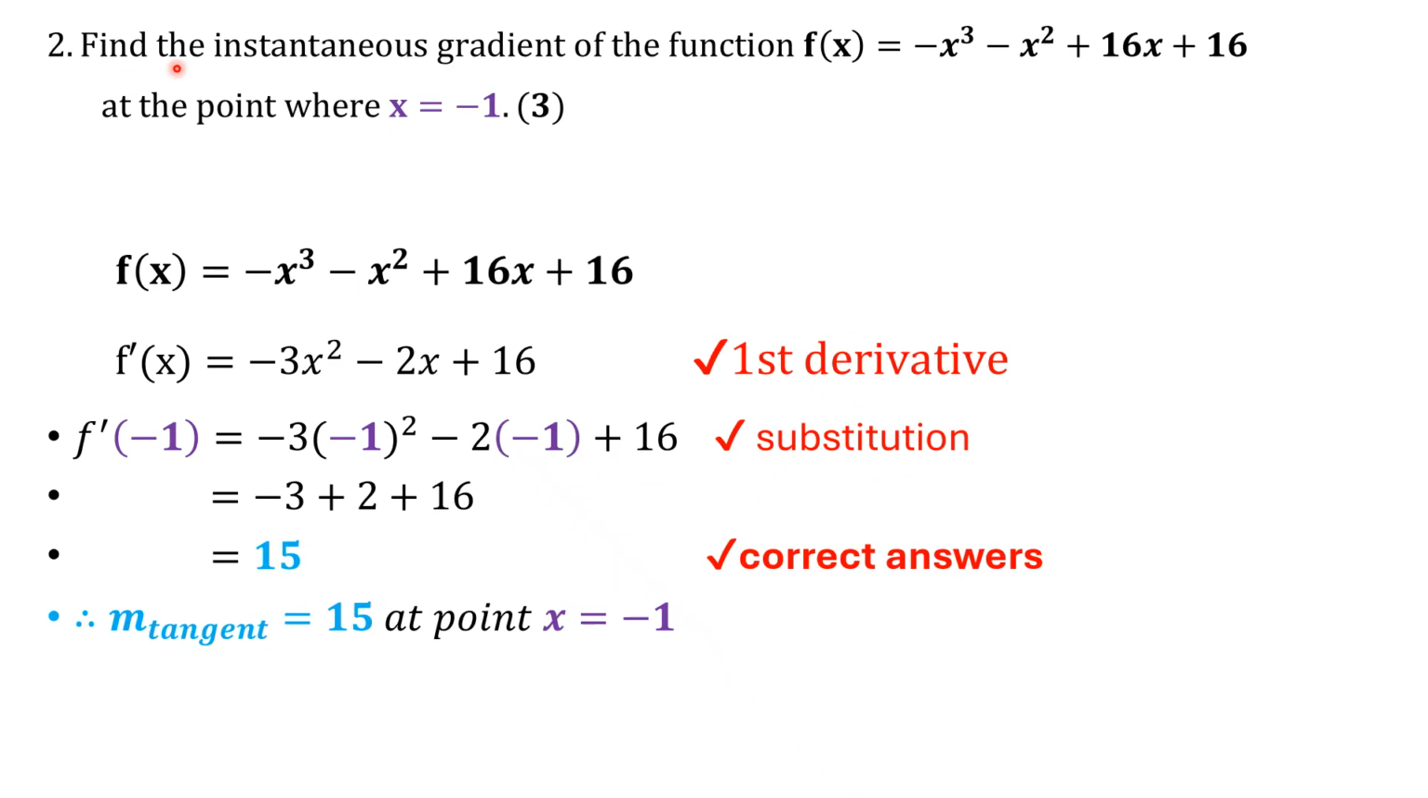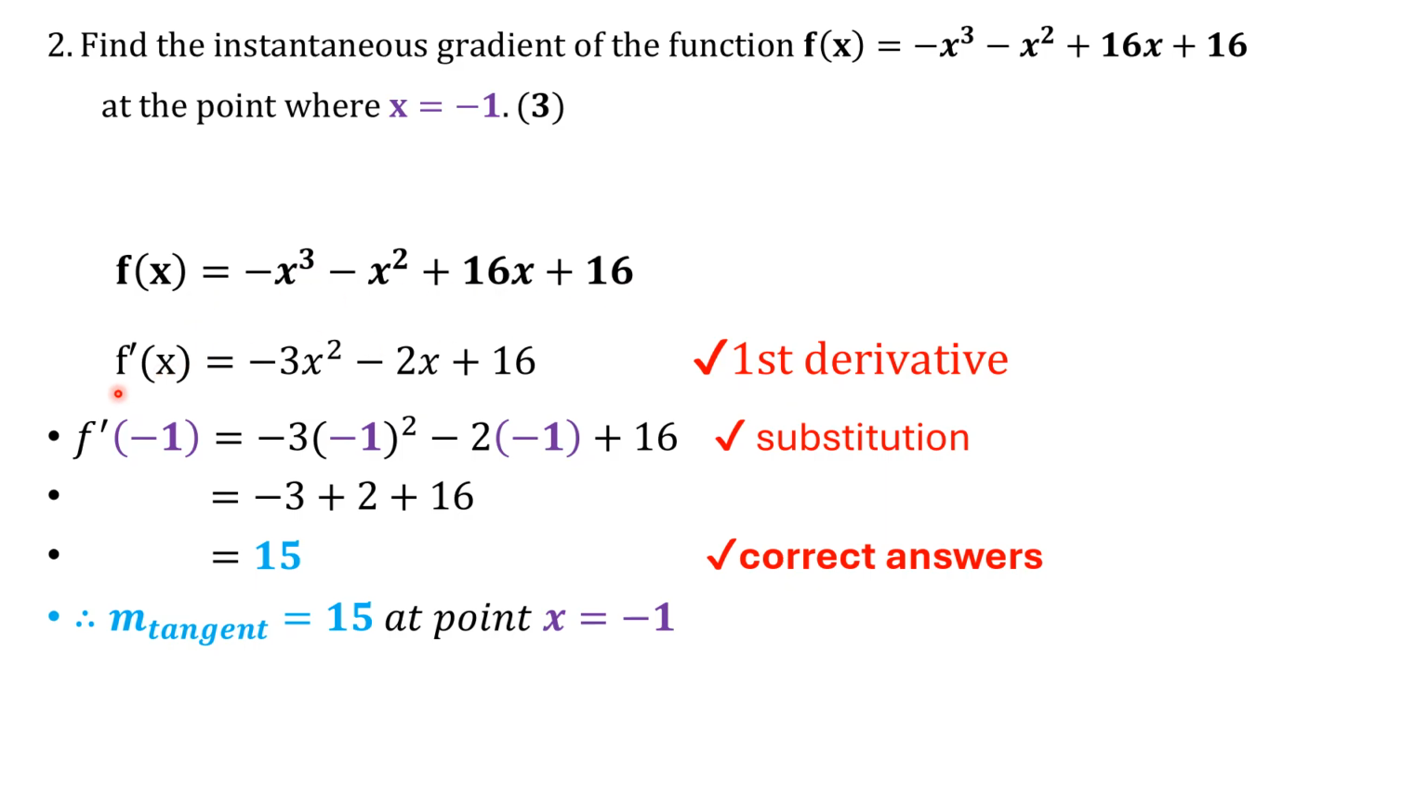Number 2, find the instantaneous gradient of the function f of x equals negative x cubed minus x squared plus 16x plus 16 at the point where x equals minus 1. So when I see the word instantaneous gradient, I should know I'm first finding the first derivative, right? Then in the first derivative, to get that gradient, I'm going to substitute the value minus 1. So there's my equation given.